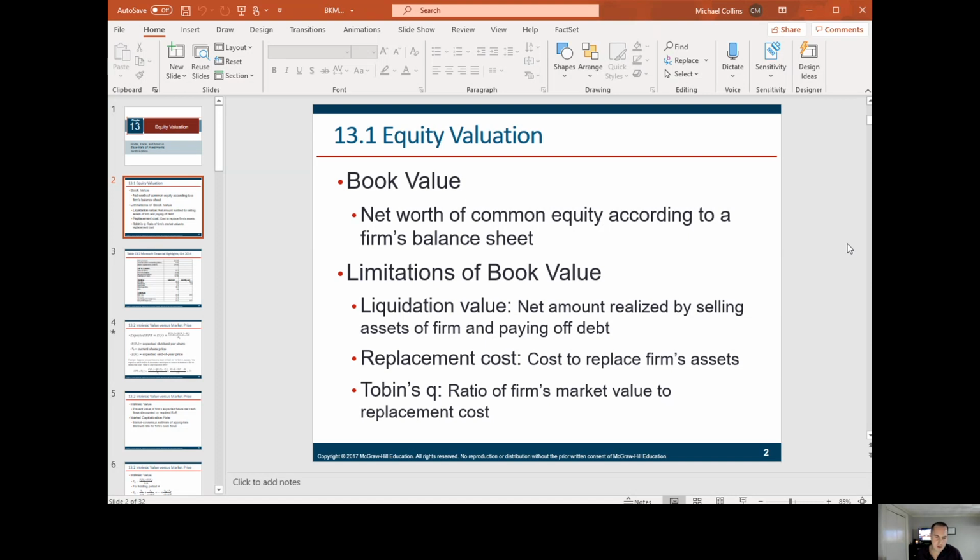Then the Tobin's Q, which is the ratio of the firm's market value to its replacement cost. Meaning, if you had to rebuild everything, what is that versus its market value? So sometimes the market value and the book value can differ. Remember from accounting that a lot of the assets on your balance sheet have to be held at cost and are not upwardly adjusted.